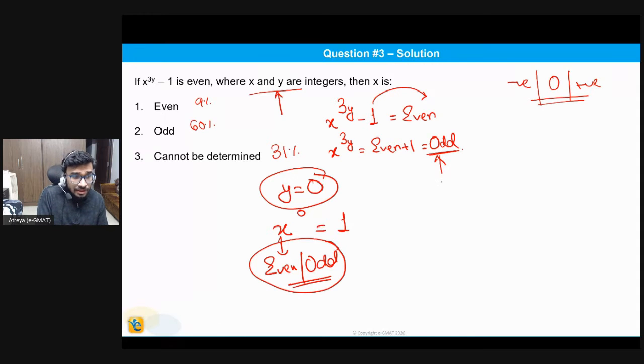We can try out with other values as well. We can try out with y greater than or equal to 0 as well. But since we already have this, that x can be even or odd for one value of y, we cannot go and mark the answer. So this was the trick in this question.